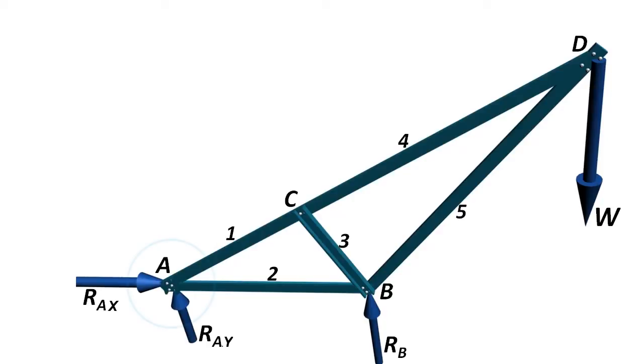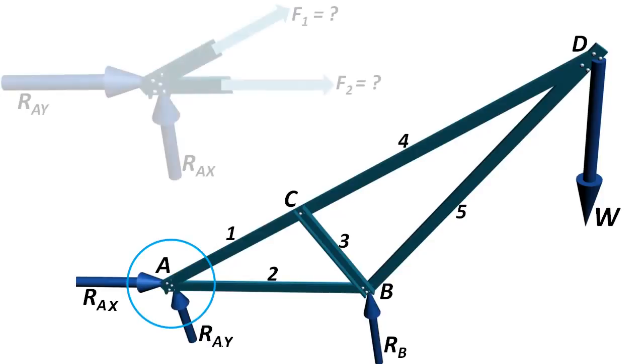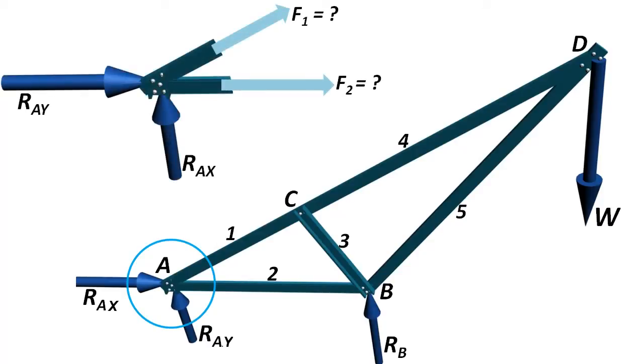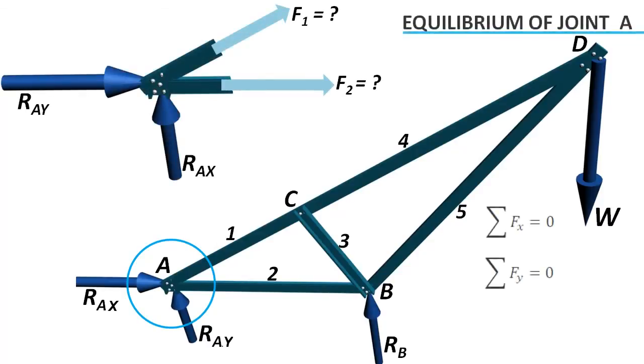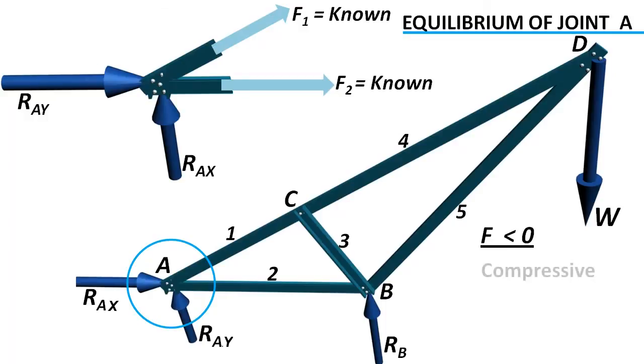Let's start with joint A. Forces in both members can be solved using the equilibrium formula. If the sign of any force comes negative, that means that member is under compression.